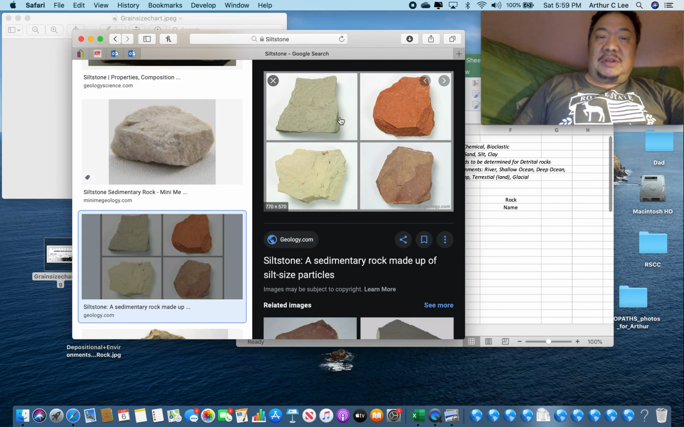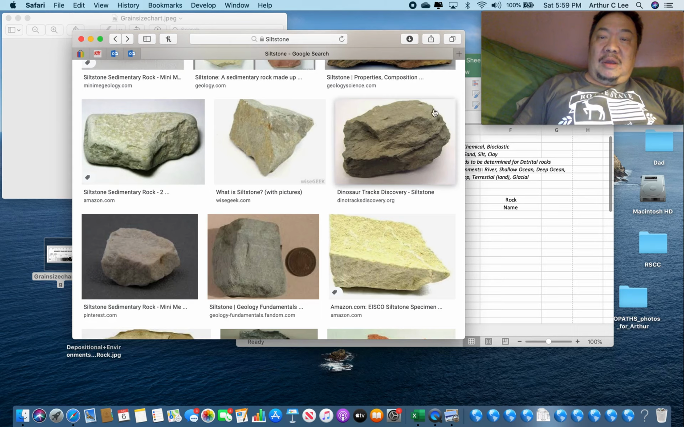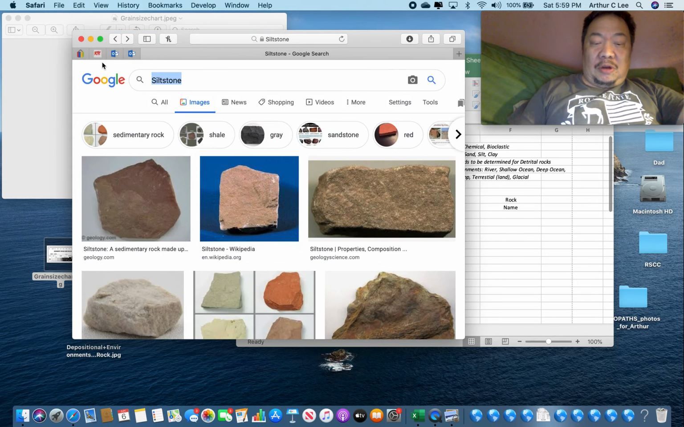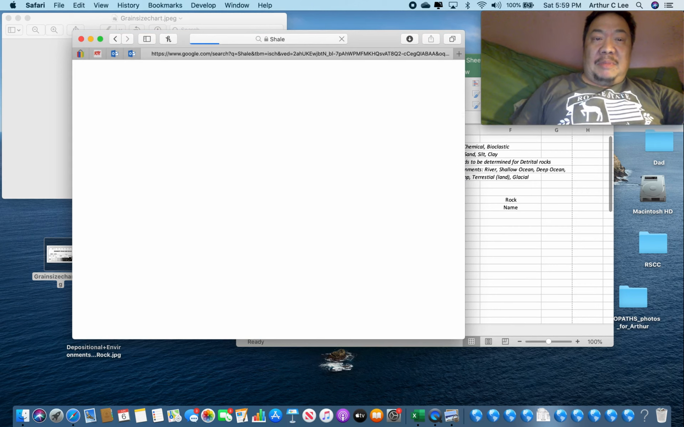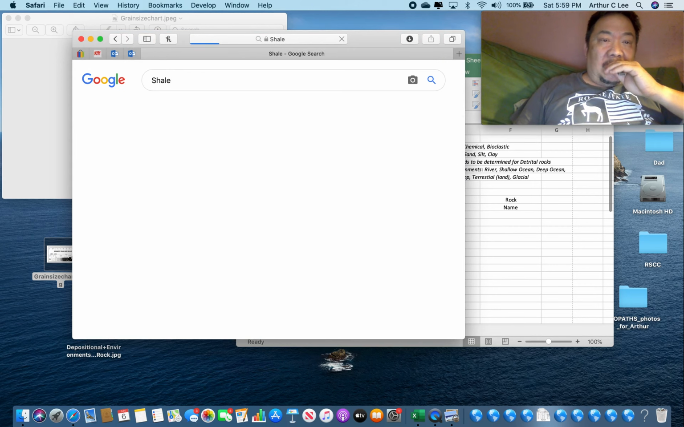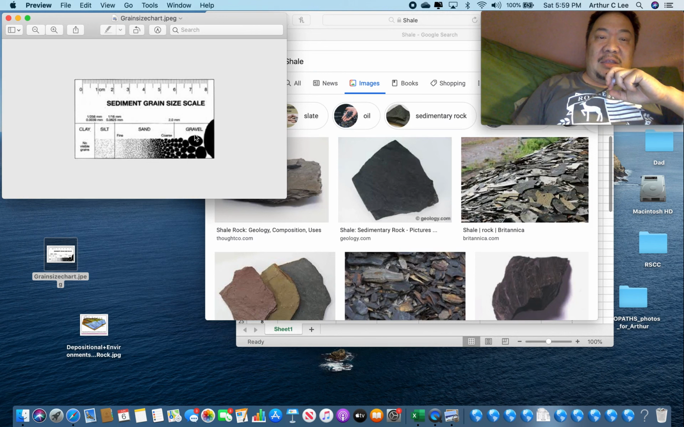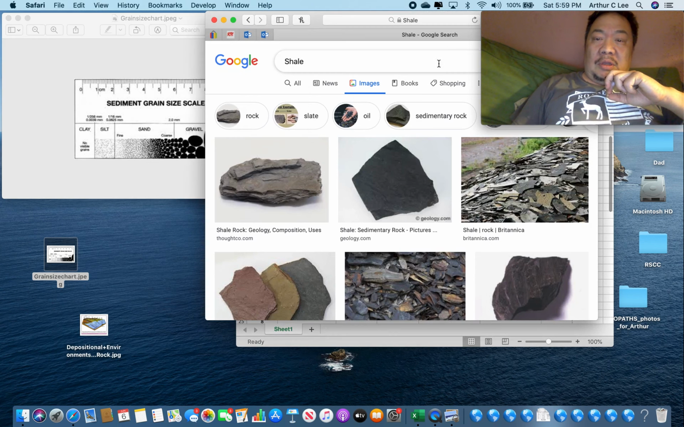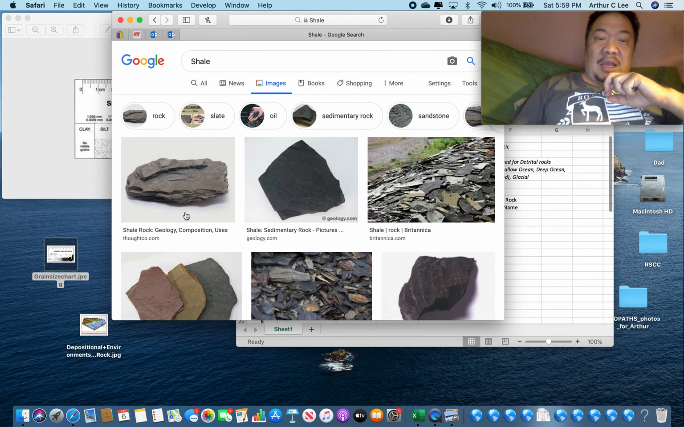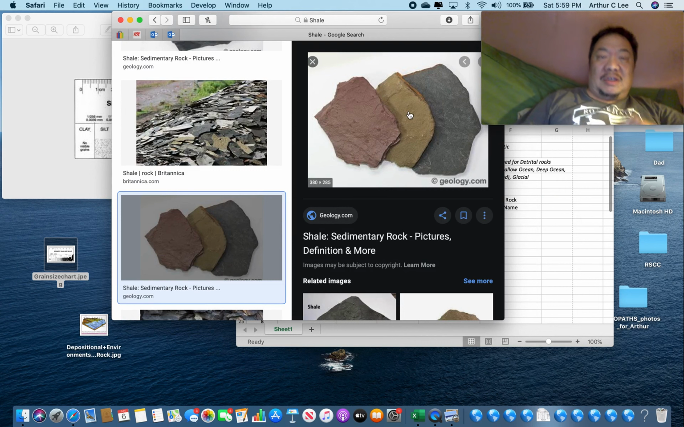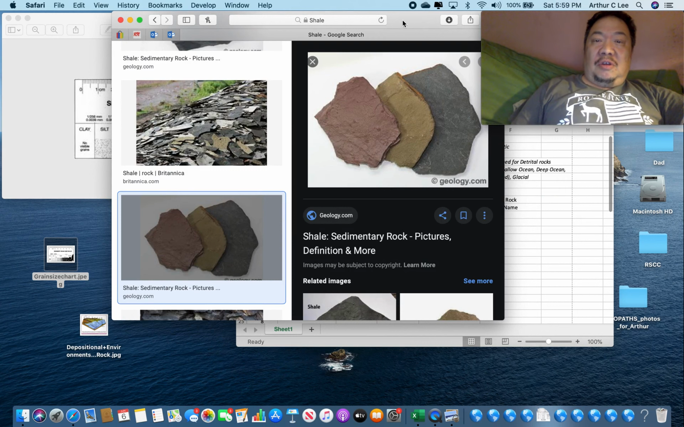It's called siltstone. And the detrital sedimentary rock that has the smallest particles is called shale. It's made of clay. So you can see clay is the finest. The silt is the second finest, then sand, then gravel. So it's real easy to tell what shale looks like because it's flat. It could come in different colors, but it's real flat looking. It's made of clay. So there you go, ladies and gentlemen.